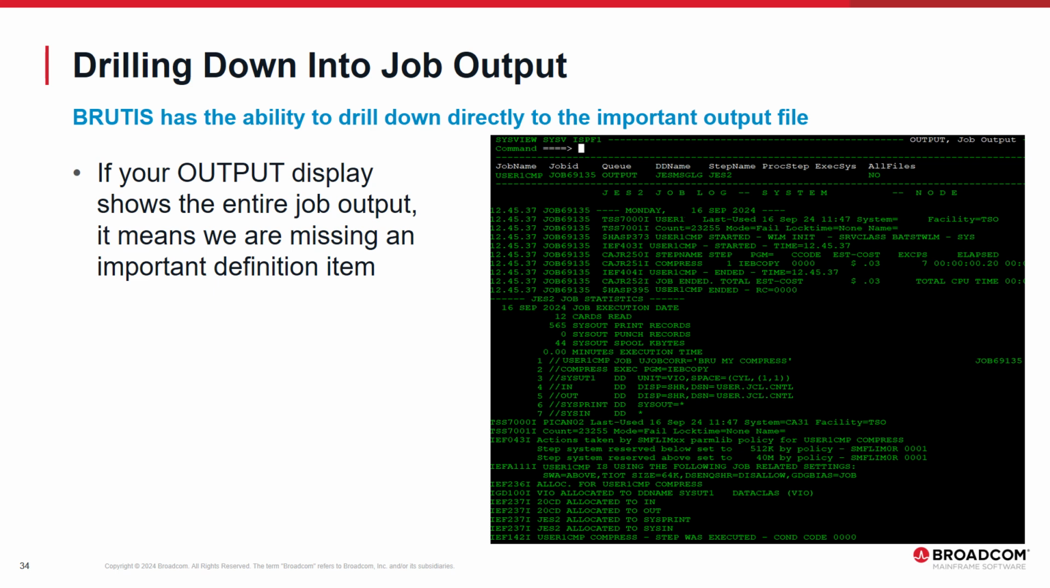This is a view of all the JES output files starting with the JES message log, JCL, etc. This is not typically what you want to see first. You really want to see the utility output or perhaps the report if the job is a report. So we are missing one important definition item. Let's take a look at what we can change to make our drill down experience better.